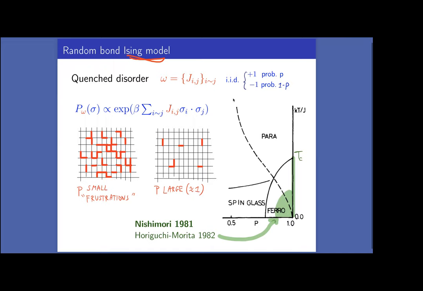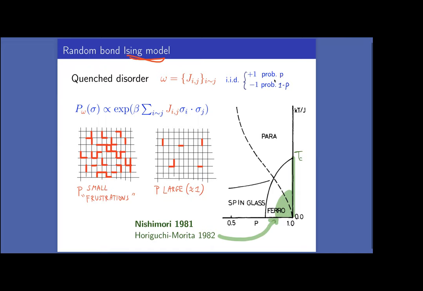And in the case of the random bond Ising model, what you do is, independently on each edge of your graph, so this is Z^2, but think of Z^d, you assign a disorder J_ij, which will be plus one with probability p and minus one with probability one minus p.